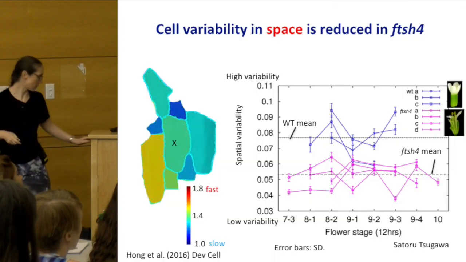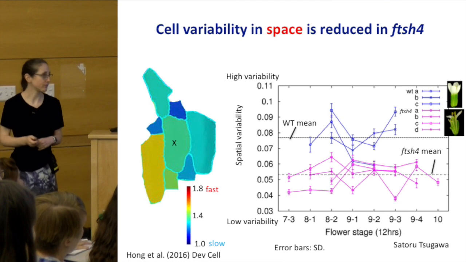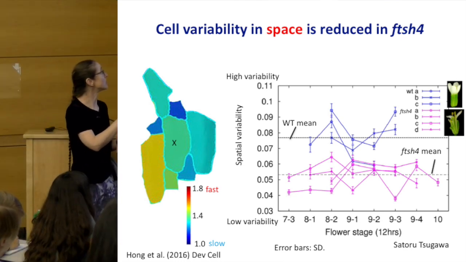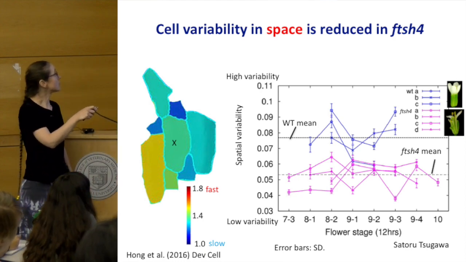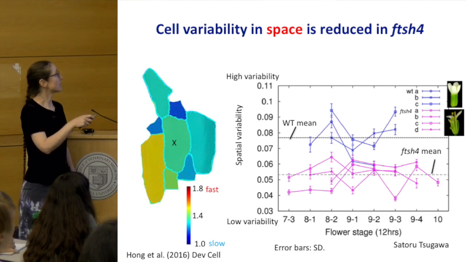Is there something different here? So they started looking at variability in space. Now, variability in space is really, you can interpret as how is one cell different from its neighbors. So we've got this cell here. How different is its growth rate from each of its neighbors? So it's pretty different from this neighbor and this neighbor, but it's pretty similar to this neighbor. So we calculate those differences and add them up and average them.